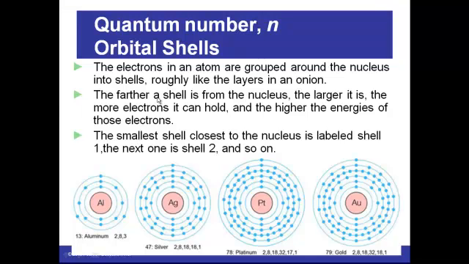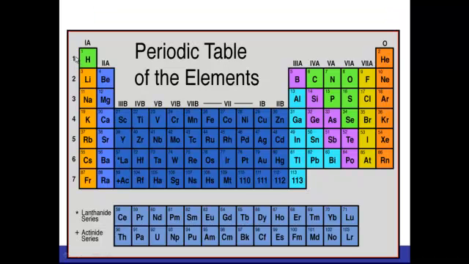The farther a shell is from the nucleus, the larger it is, and the more electrons it can hold, and the higher the energies of those electrons. So the electrons towards the outside of the atom, the farther away they are, the more energy they have. The smallest shell is closest to the nucleus, and this one is labeled 1. Then as the shells increase, that would be 2, and that would be 3. These correspond to the rows on the periodic table.